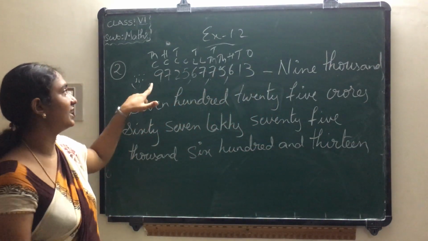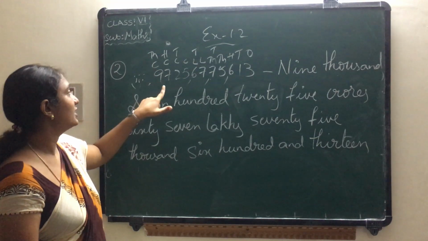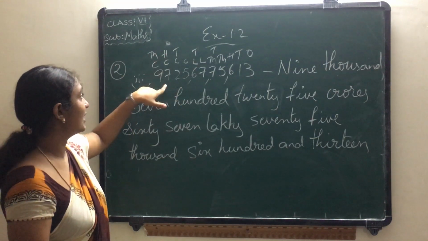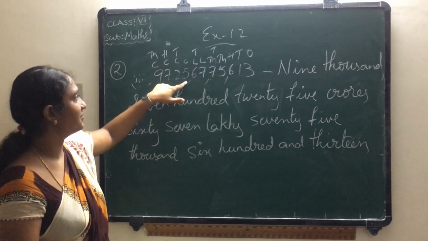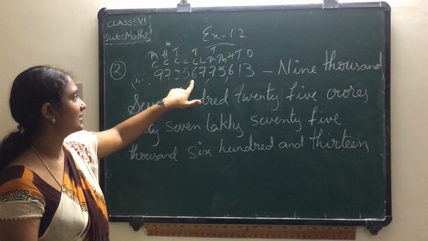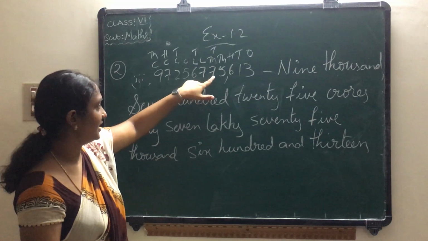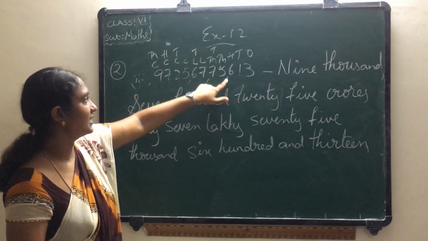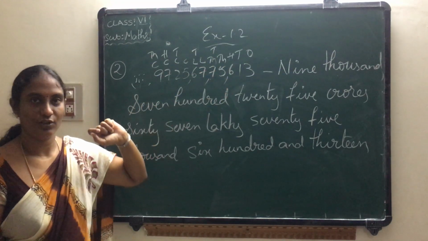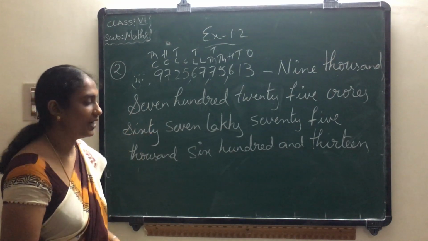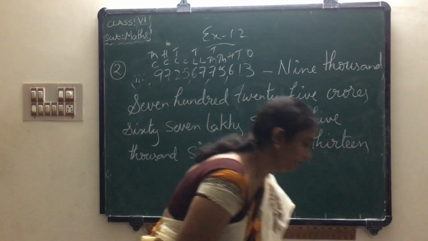Once again I am repeating. See, 9,000, 72,700, 25 crores, 67 lakhs, 75,613. Okay, do you understand? Now let us see the next sum.